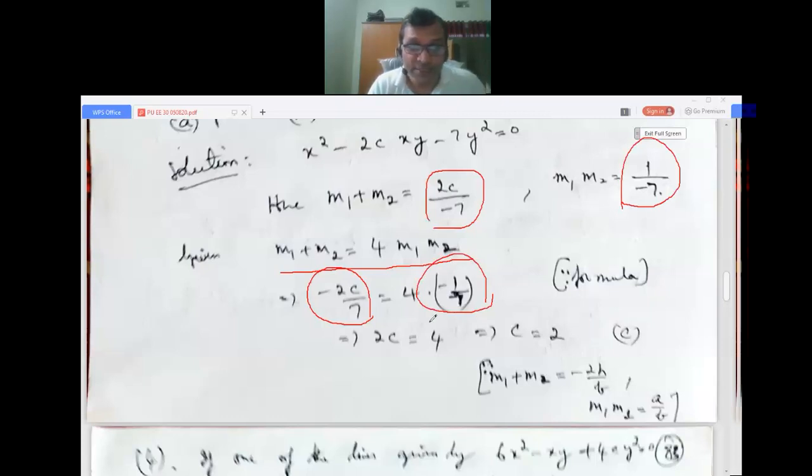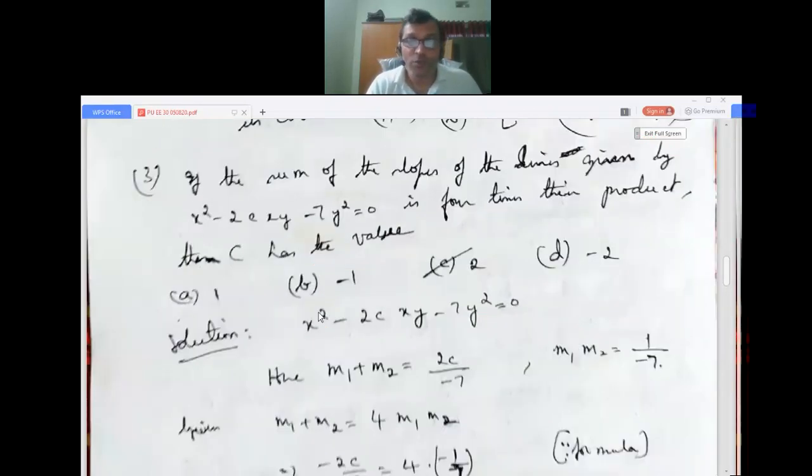So the 7s get cancelled, minus minus get cancelled. So 2c equals 4, so I get c equals 2. So that is the third option. I hope it is very clear to you. So once again I will explain it. If the sum of the slopes of the lines given by x squared minus 2cxy minus 7y squared equals 0 is 4 times the product, then c has the value.